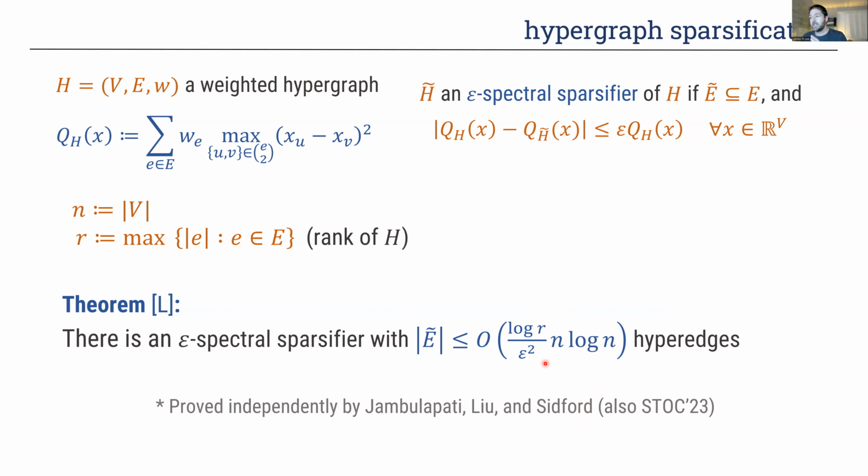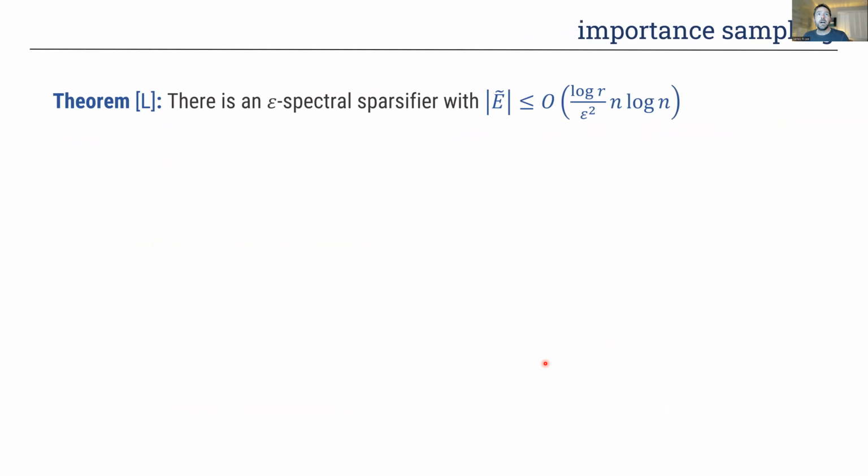Okay, and I should mention that at this same conference, Arun Jambulapati, Yang Liu, and Aaron Sidford also have a proof of this theorem. I'm going to talk about, obviously, the proof from my manuscript. The two proofs are technically closely related, although the presentations are quite a bit different. Okay, so here's the theorem. There exists an epsilon spectral sparsifier where the number of hyperedges is order n log n over epsilon squared times this additional log r factor.